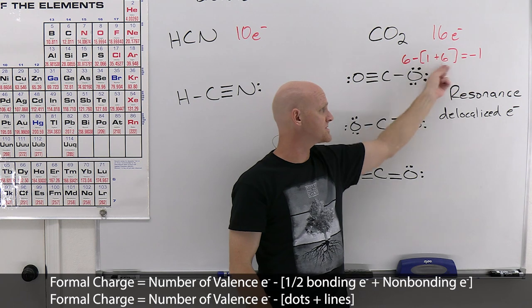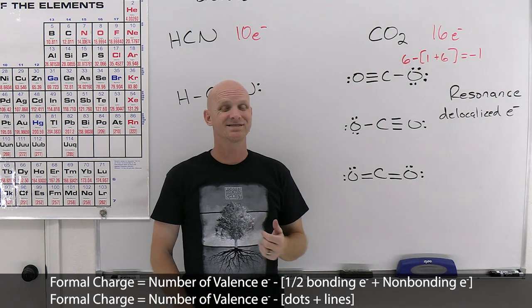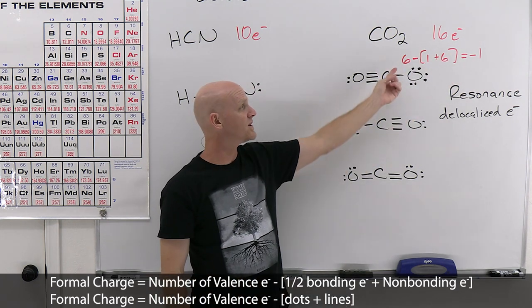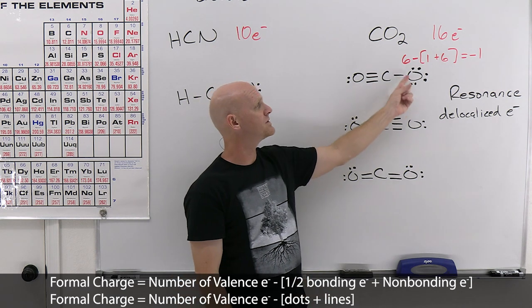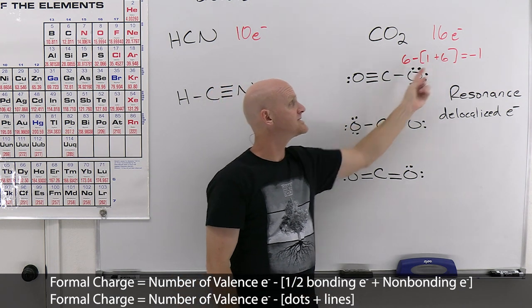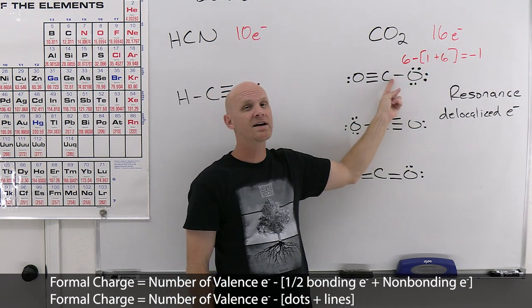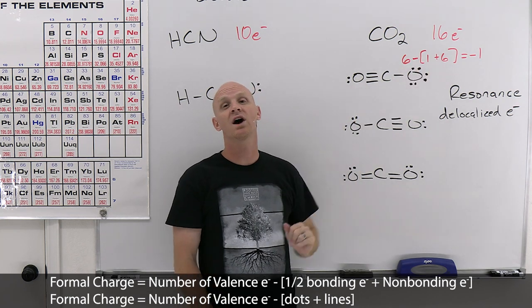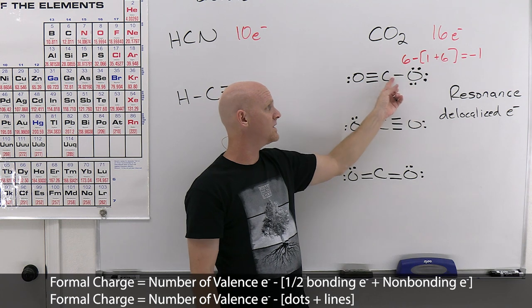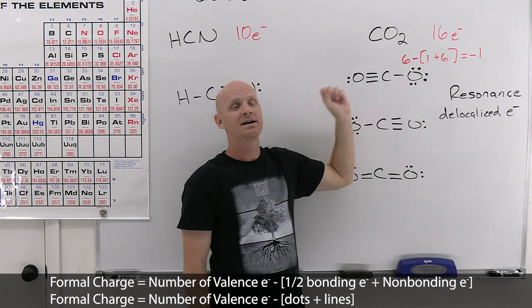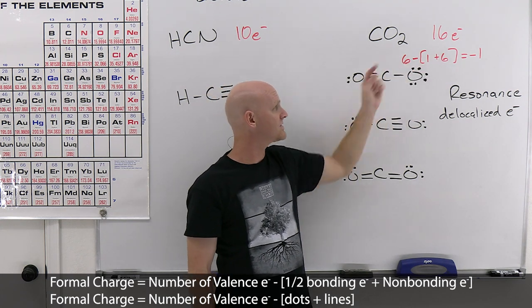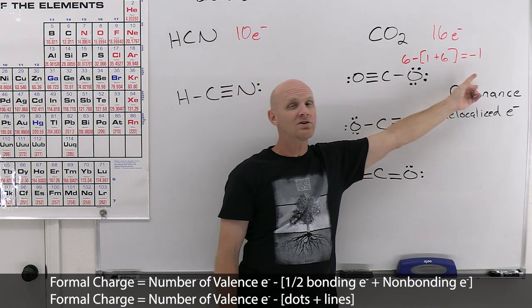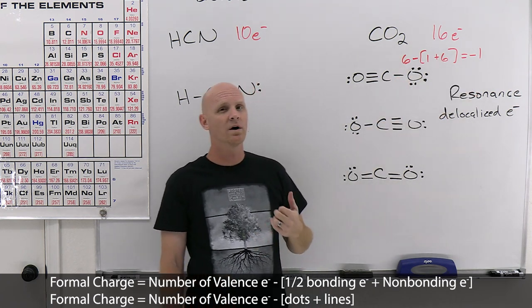So the sum of all those. Cool. The way I like to look at this instead is I just take the normal number of valence electrons, 6, minus the number of dots, 1, 2, 3, 4, 5, 6, and lines. Instead of looking at it as 2 bonding electrons, I'm now not looking at these as electrons at all, just dots and lines. And I have 6 dots and 1 line, 6 dots and 1 line. And so the normal valence of 6 minus the number of dots and lines is going to get me that same negative 1 formal charge.